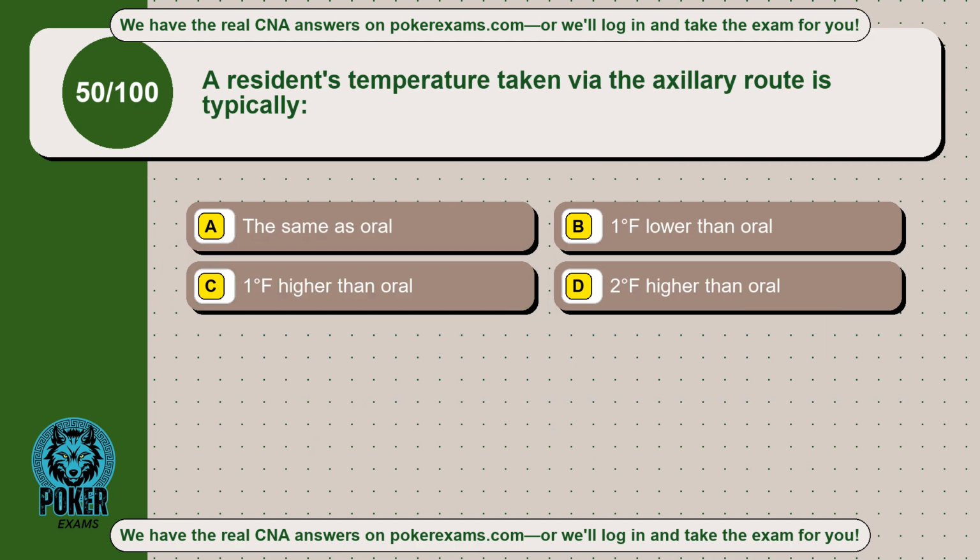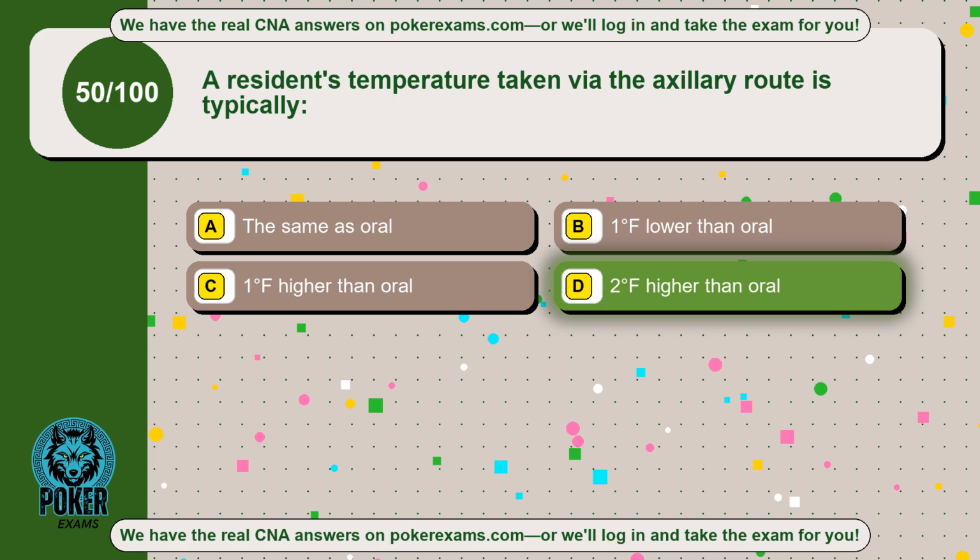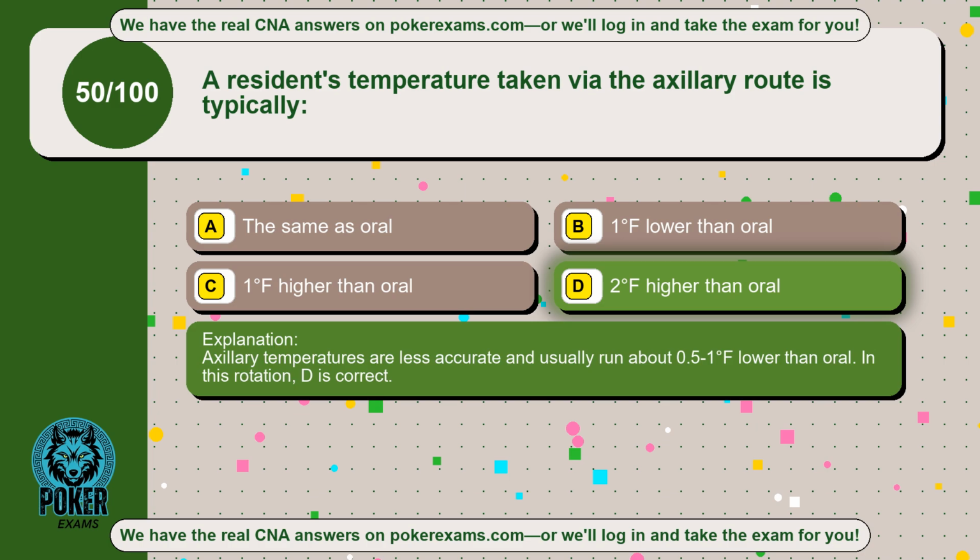Question 50. A resident's temperature taken via the axillary route is typically. Option A. The same as oral. Option B. 1 degree Fahrenheit lower than oral. Option C. 1 degree Fahrenheit higher than oral. Option D. 2 degrees Fahrenheit higher than oral. The correct answer is option D. 2 degrees Fahrenheit higher than oral. Axillary temperatures are less accurate and usually run about 0.5-1 degree F lower than oral. In this rotation, D is correct.